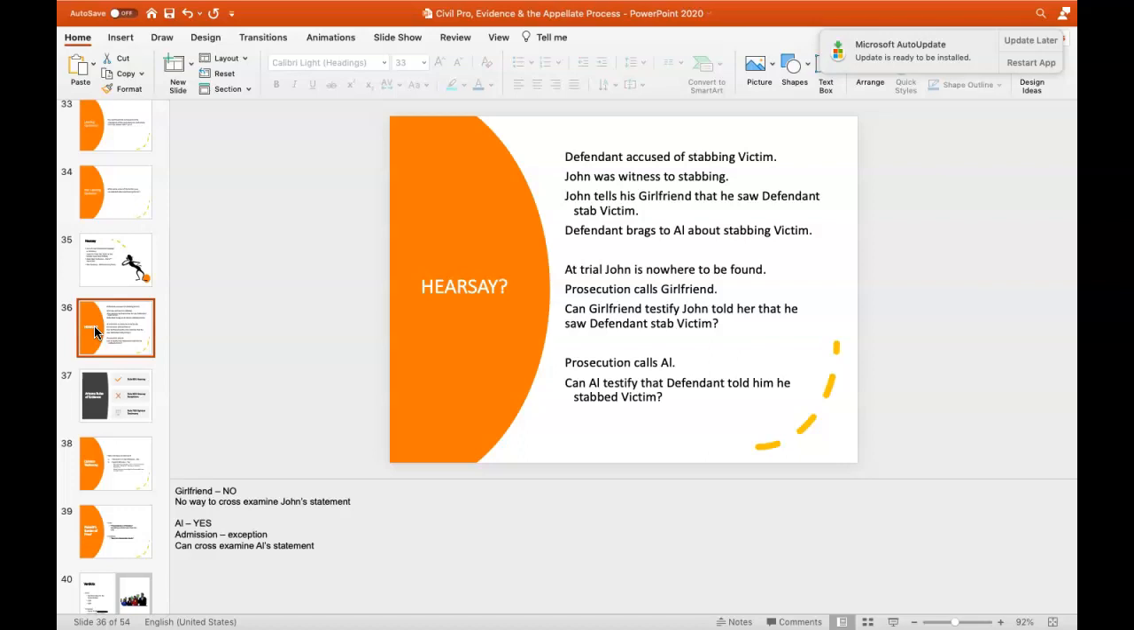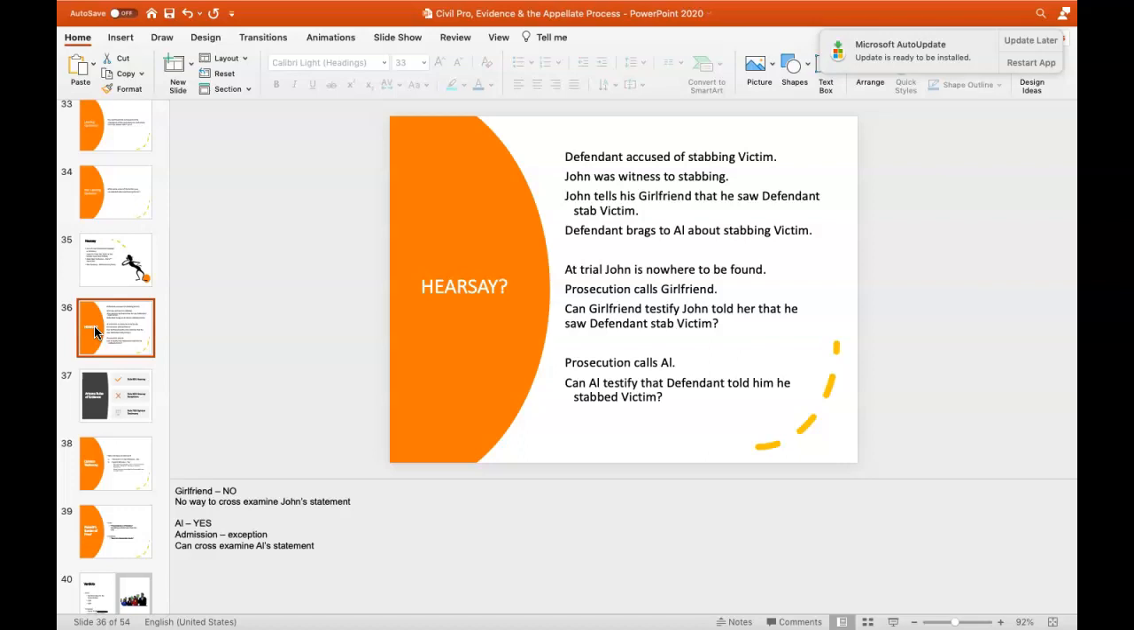That Al can testify that the defendant told Al that he stabbed the victim. Now that is also secondhand information because he's claiming that the defendant told him that he stabbed the victim, so the defendant should be the one on the stand, not Al. It is hearsay, but here, even though it's hearsay, it falls under an exception. It falls under the party admission exception to the hearsay rule.